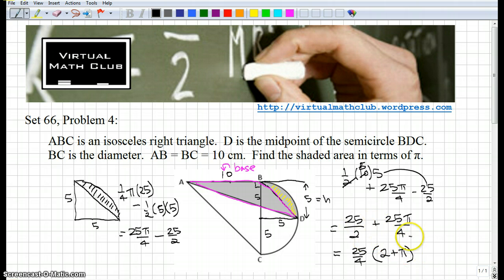But either one of these answers is correct. Okay? So there's your answer, written in terms of pi. So we could calculate this all out. We could take 2 plus 3.14, so that's 5.14, and then multiply it by 25 and divide by 4, and get an answer. I didn't do that, so I'd have to get a calculator out to figure that out. But we weren't asked for that. We just want the answer in terms of pi. So there you go.